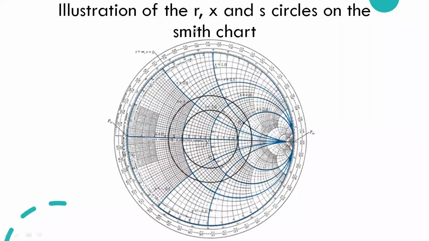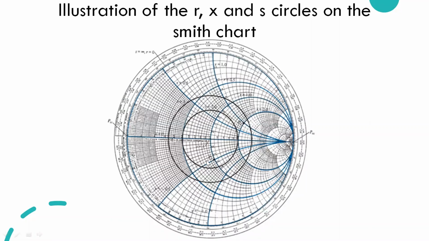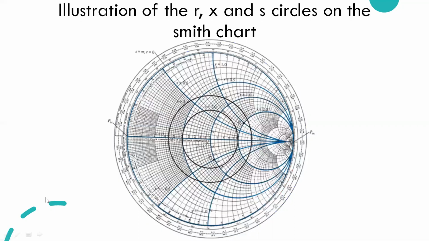Of course, the center circles which are shown here are the S circles, that is, the Smith standing wave ratio circles. This is the center value S equal to 1, then S equal to 2 and S equal to 3, and it goes on continuously. If you draw a circle with the radius of a compass, that is equal to your S circles. We will look into the next image.